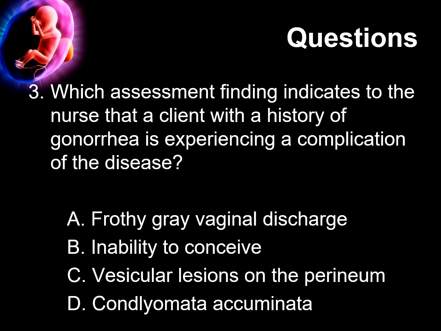Which assessment finding indicates to the nurse that a client with a history of gonorrhea is experiencing a complication of the disease? A, frothy gray vaginal discharge, B, inability to conceive, C, vascular lesions of the perineum, or D, condylomata acuminata? And the correct answer is inability to conceive.